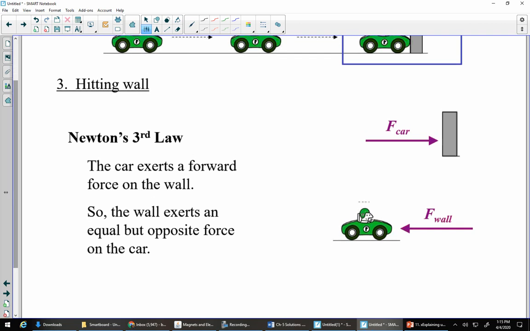So first thing that most people would think about here is Newton's third law. The car is exerting a forward force on the wall. Well, how does the car get smashed then if the car is forcing on the wall? Well, the wall is exerting a force back on the car. So that's kind of what we see over here. The car is exerting a force on the wall, and the wall is exerting a force back on the car.